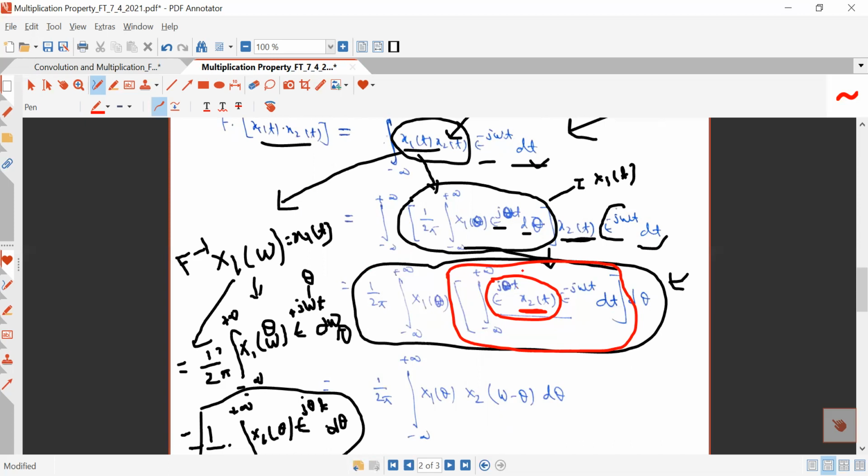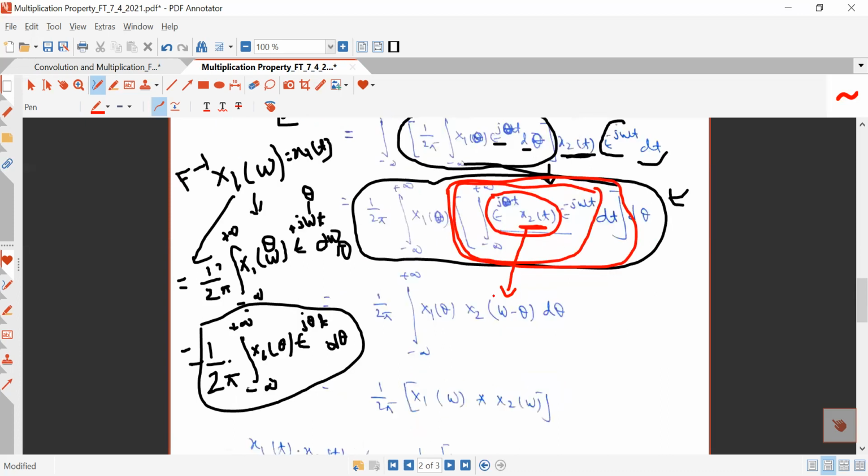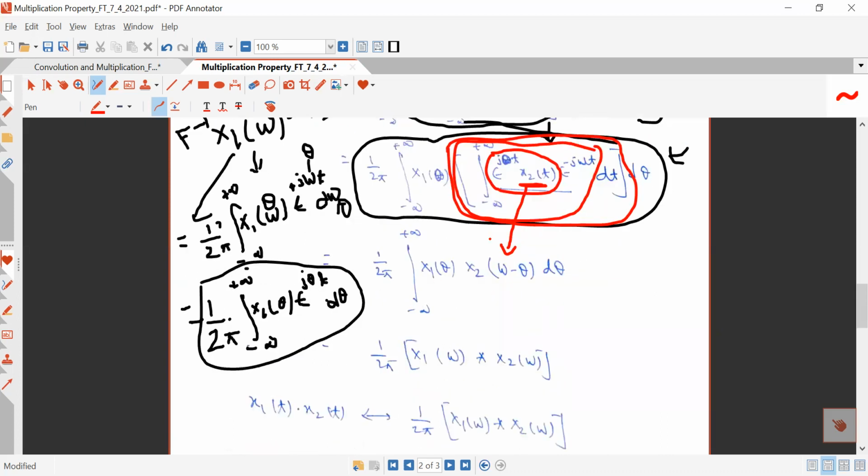So this is the Fourier transform of x2(t) e to the power j theta t, and from the frequency shifting property it will be equal to X2(omega minus theta). This is existing due to the frequency shifting property of the Fourier transform.